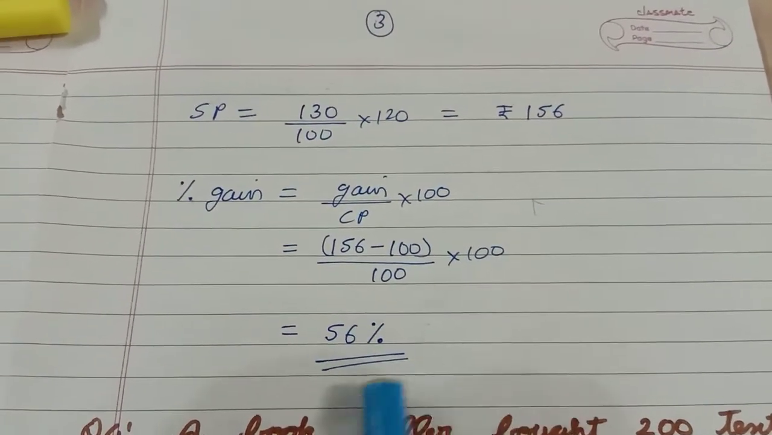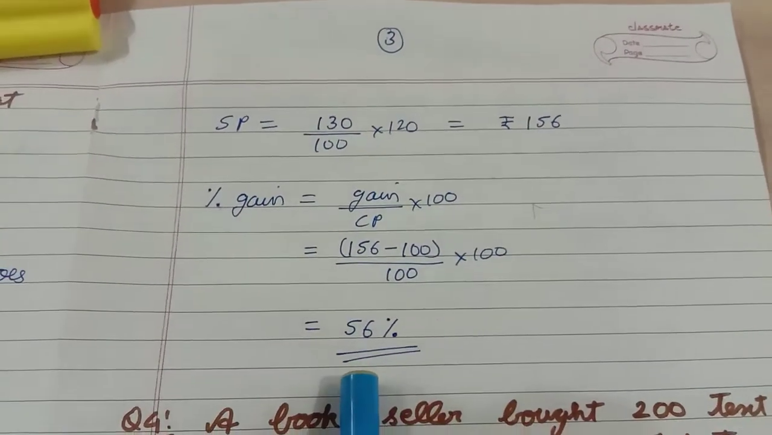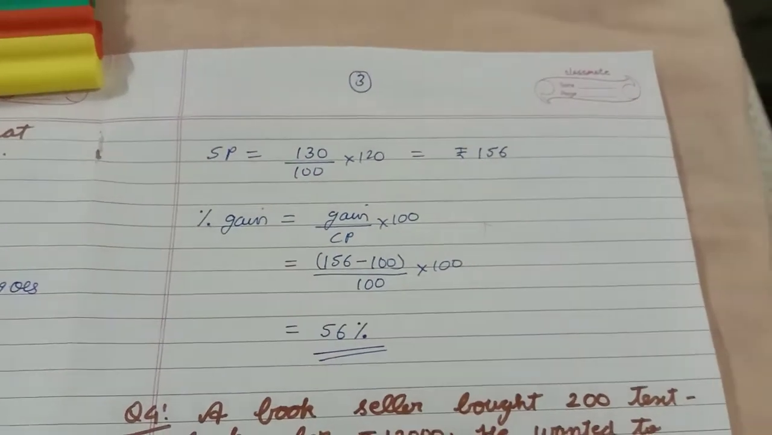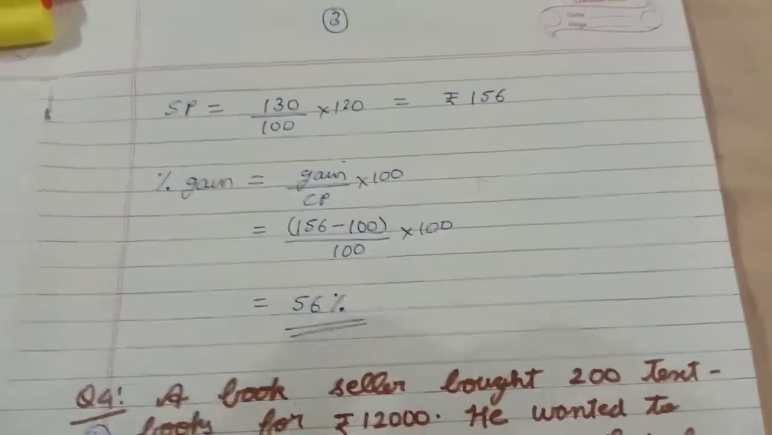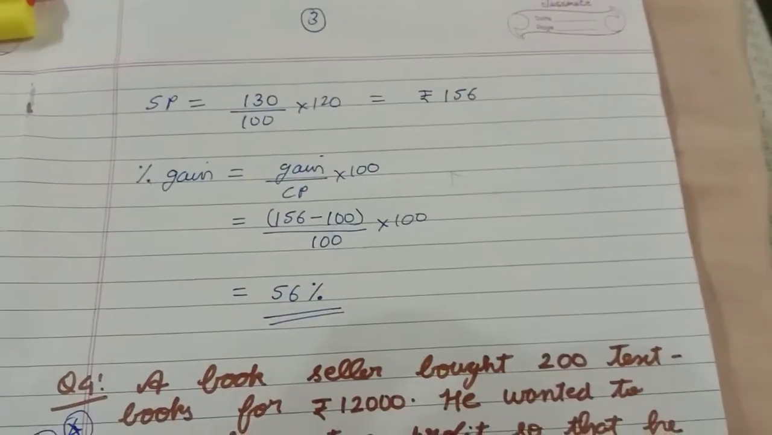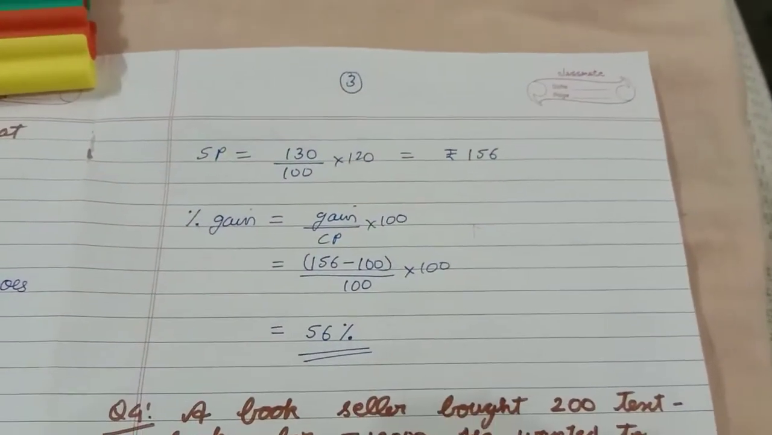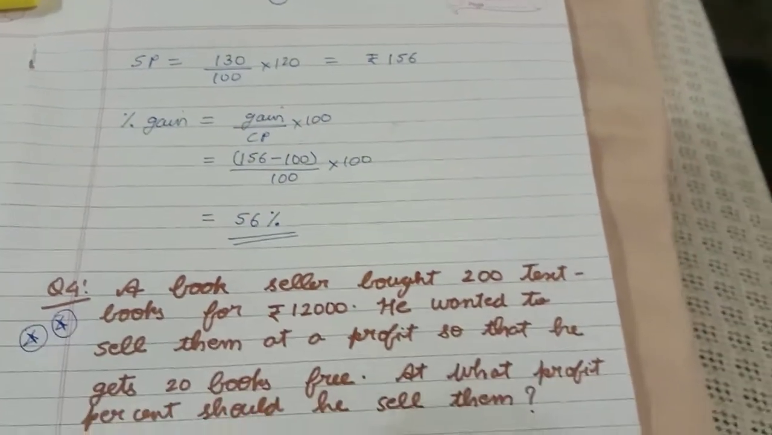100 gets cancelled, so the answer comes out to 56%. Actually, we got the answer in 3 steps. Fine, but conceptually this problem was very nice. Go through it twice and solve it in your notebook.